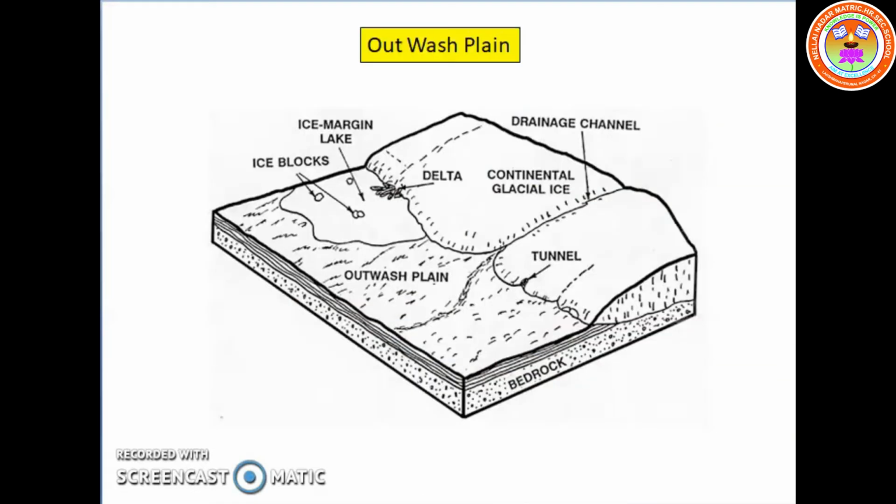The last depositional landform of glacier is outwash plain. Outwash plain consists of glacial sediment. It was deposited by melting of ice at the terminus of glacier. It appears as an extensive accumulation of sand, gravel, and silt. So these are the major depositional landforms of glacier: moraine, drumlin, esker, outwash plain.